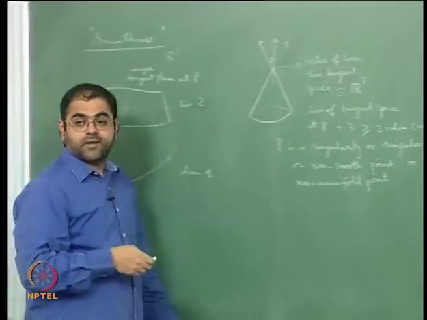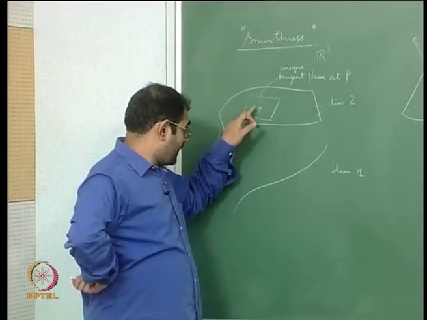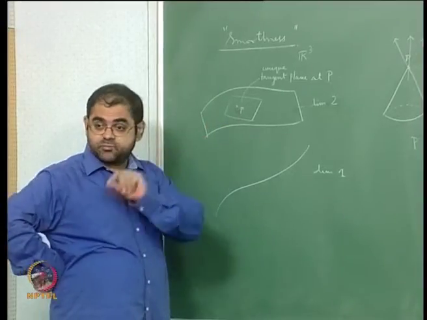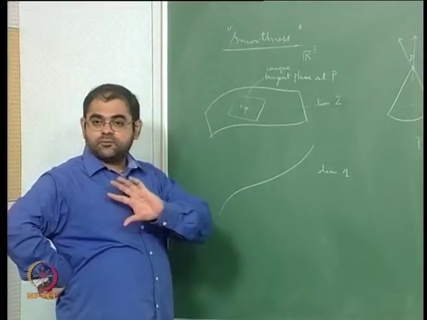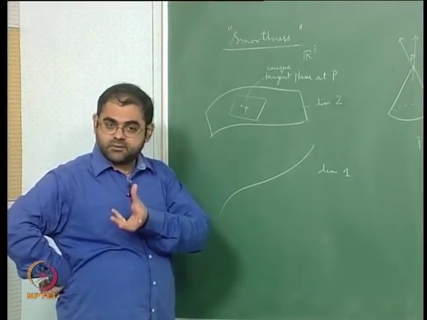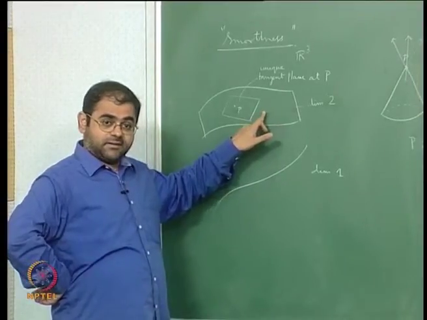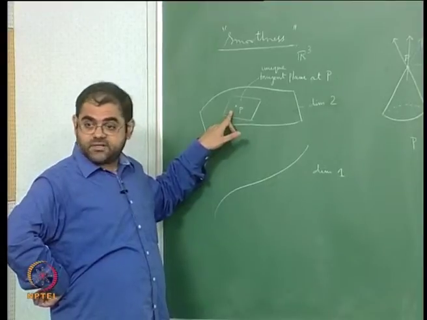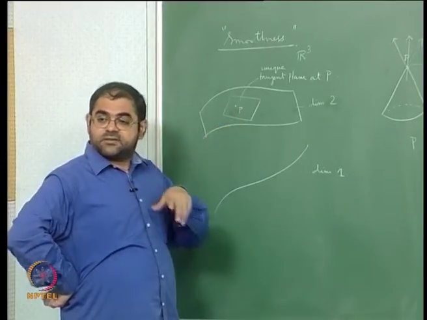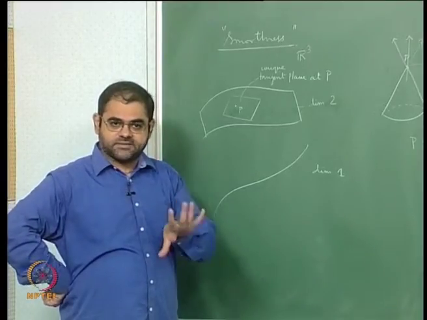It's also called a non-manifold point, alright. So the idea is that at any point, if you want to check whether it is a smooth point or not, what you do is that you try to measure the dimension of the tangent space at that point. If the dimension of the tangent space is equal to the dimension of the object, the dimension of the space on which you are considering the point, then the point is a smooth point. Otherwise the dimension could very well be more. If it is more, then the point is not a smooth point, it's a singular point.